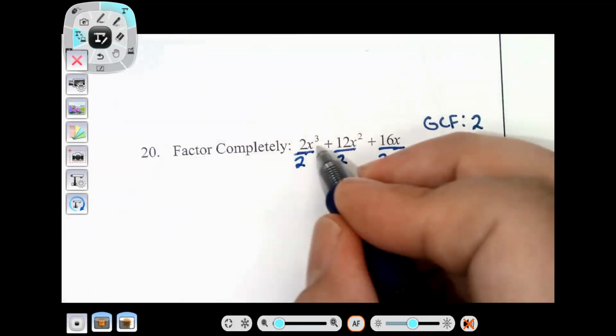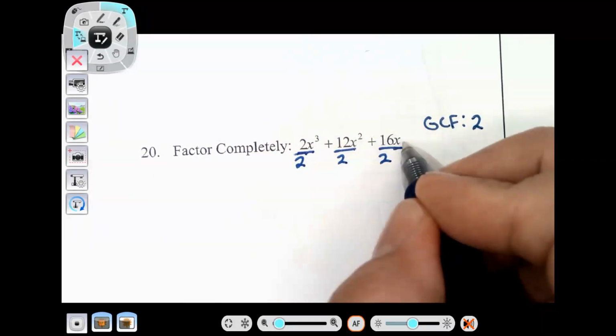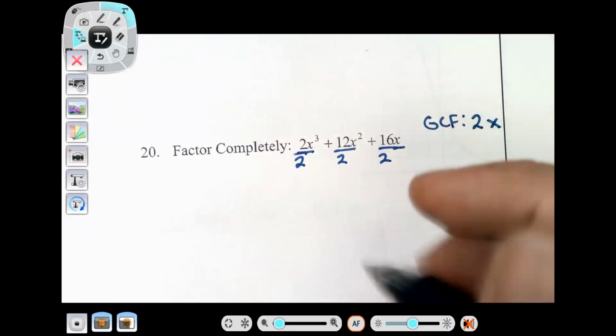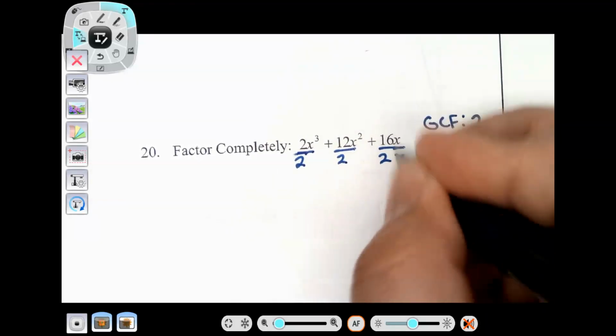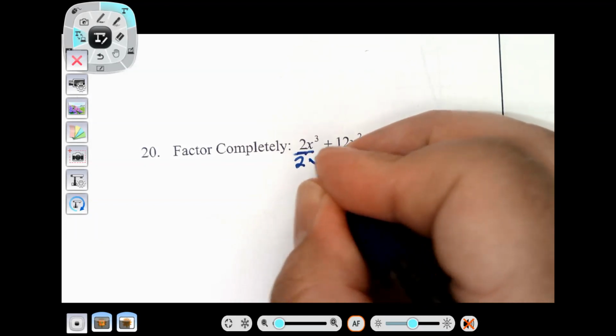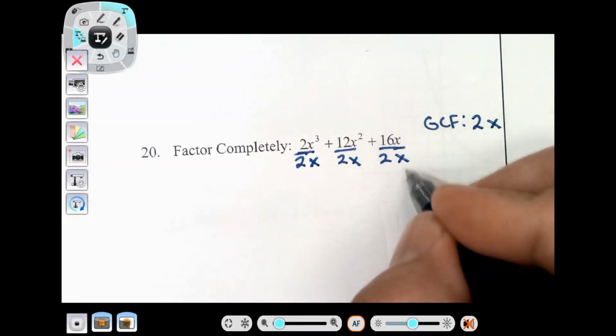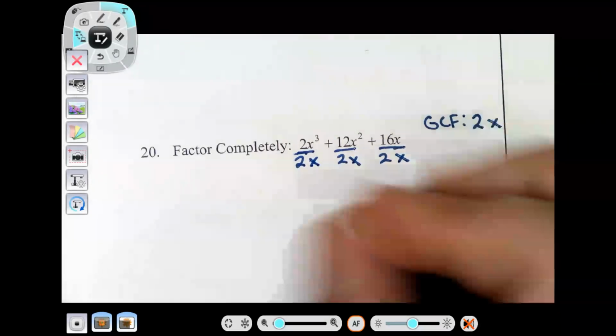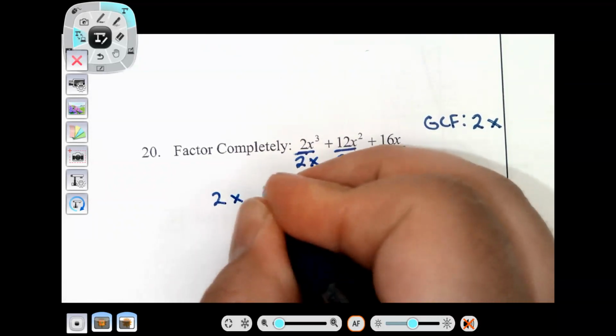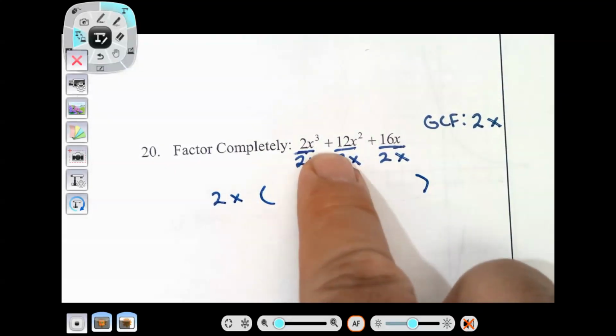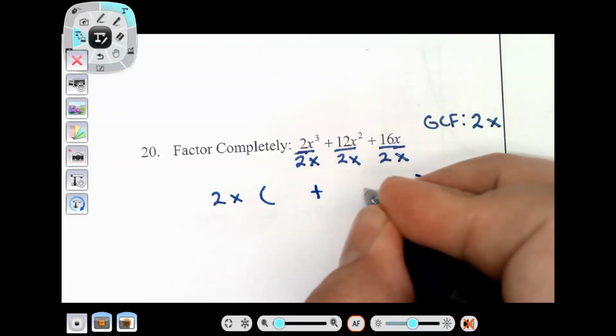And then the x. This has 3 x's, this has 2, this has 1. I'm only allowed to take 1 x, because that's all this one has, from everybody. So we're subtracting our powers, but we're dividing our numbers. So we write our 2x in front. That's what we do with our GCF. There are 2 plus signs. Let me get those going.